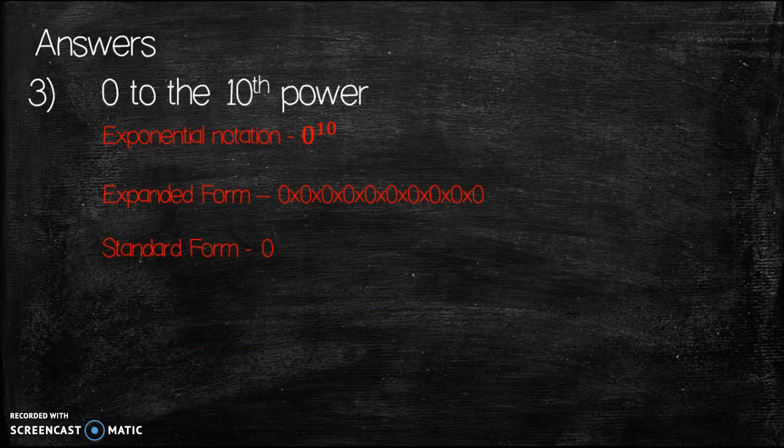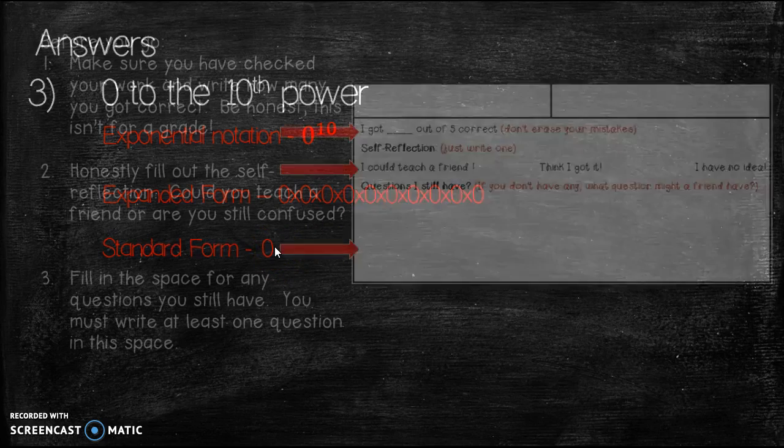And our last one, 0 to the 10th power, well, the exponential notation is going to look like 0 is the base, 10 is the exponent. You're multiplying 0 10 times, but you don't even need to do math to get the standard form because of our properties again. If you remember, the zero property of multiplication tells you that 0 times any number, no matter if it's a billion, a gazillion, or a Google, will always be 0. So standard form is going to be 0.